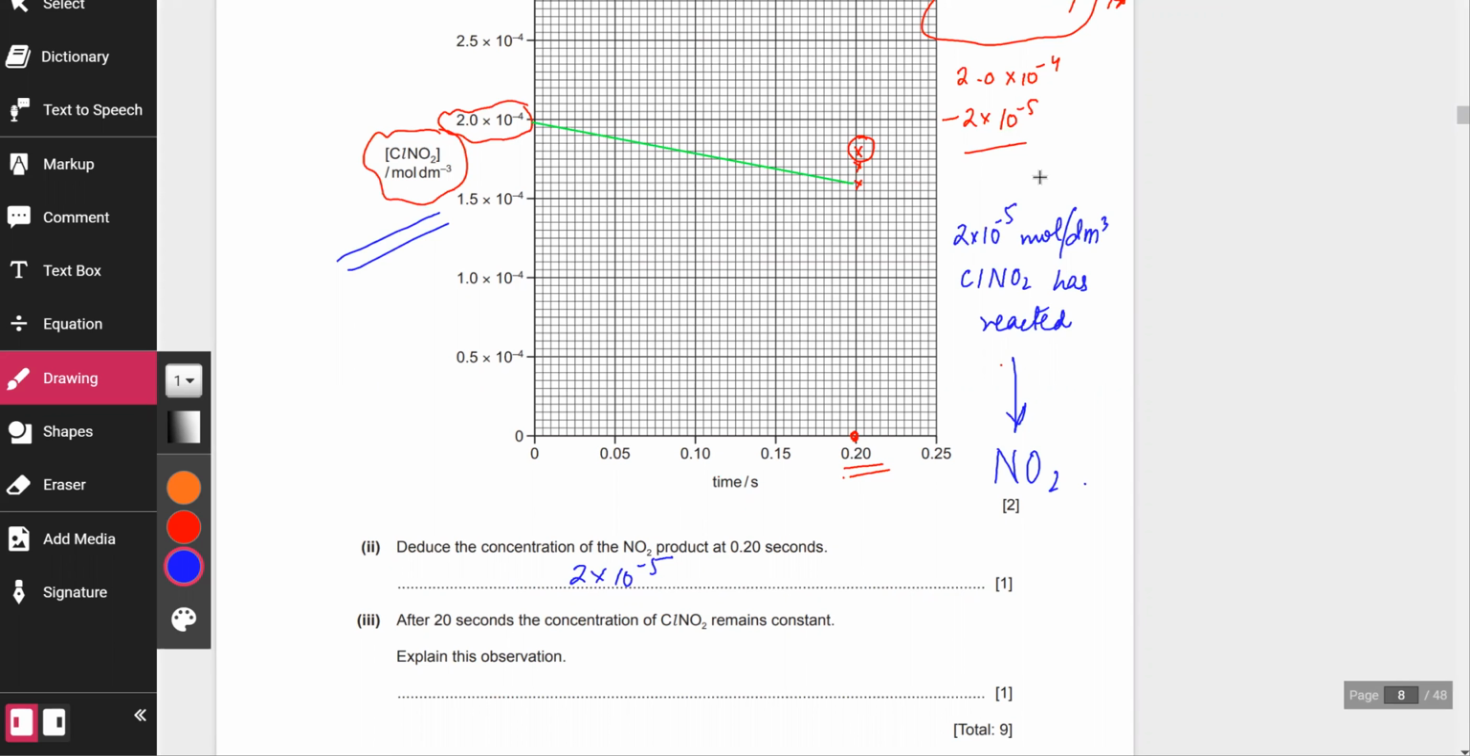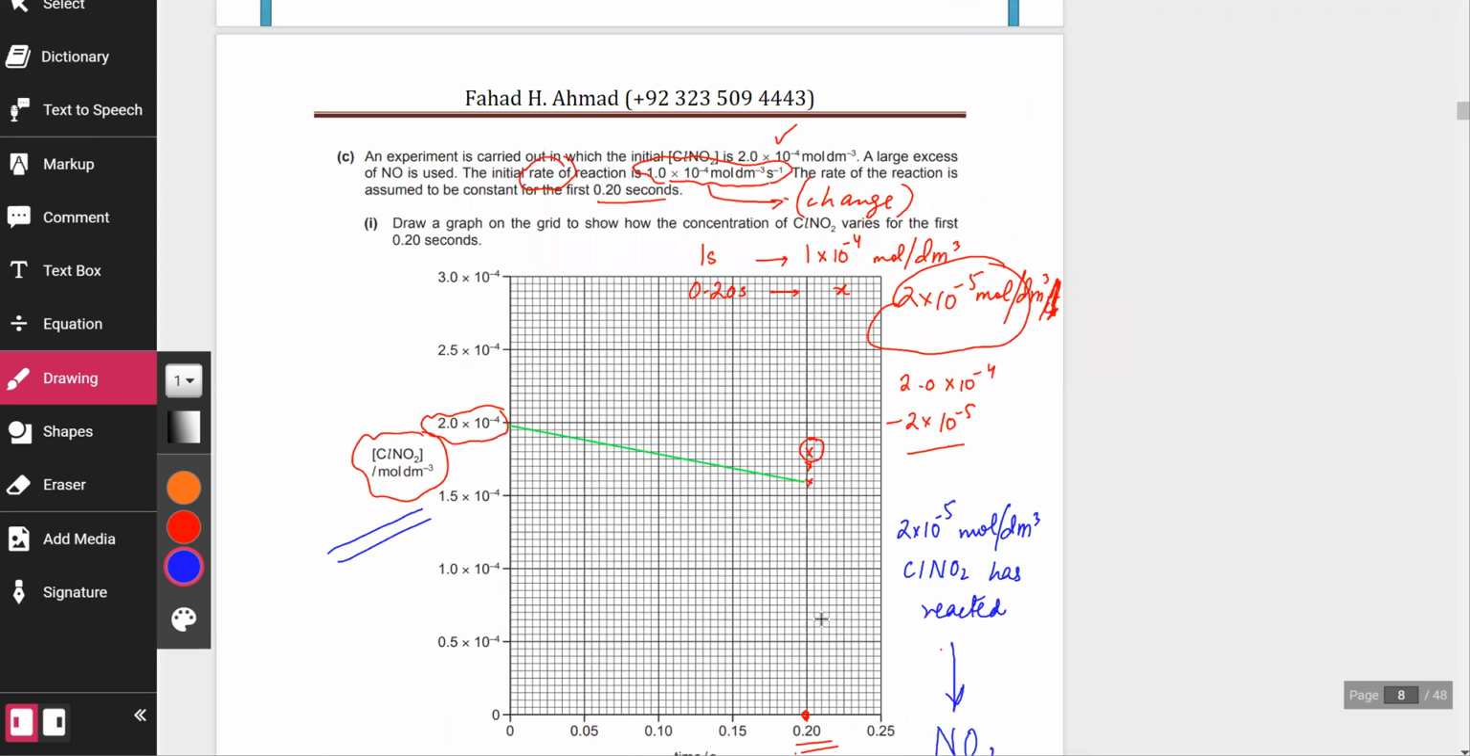Yes, sir. Yes, sir. Okay, then after 20 seconds, the concentration of ClNO2 remains constant. Explain this observation. Why does it remain constant? After the first 20 seconds. You have to read the question again. The initial concentration of ClNO2 is 2 times 10 power minus 4, and a large excess of NO is being used. Okay, there's a large excess of NO being used.